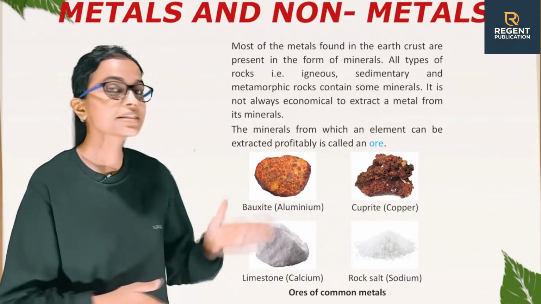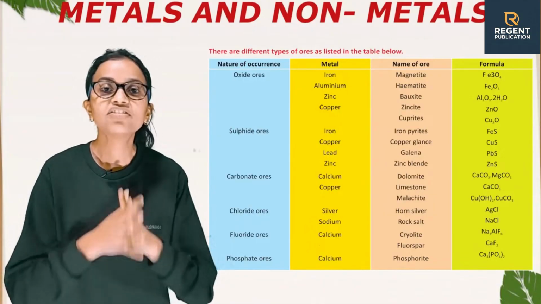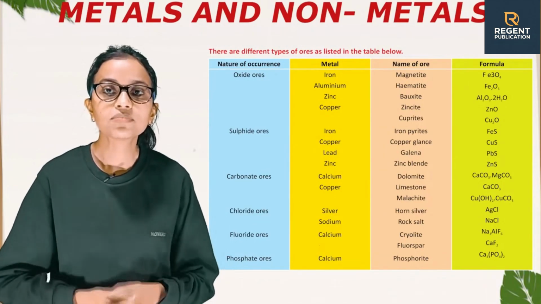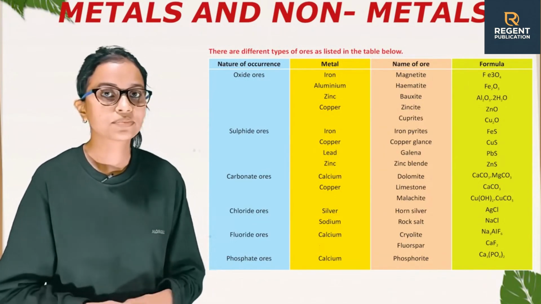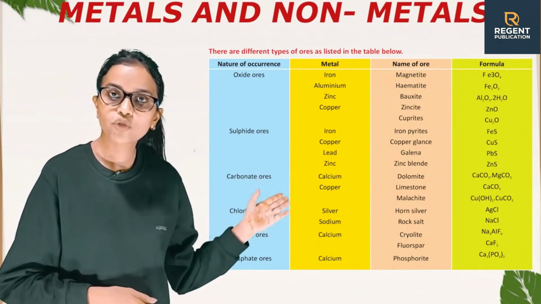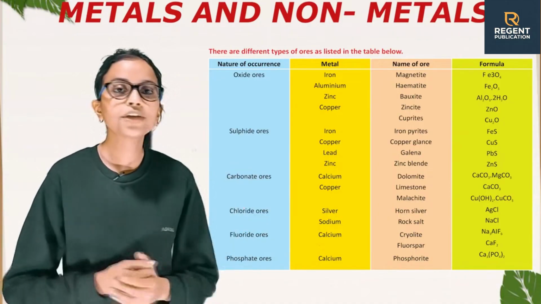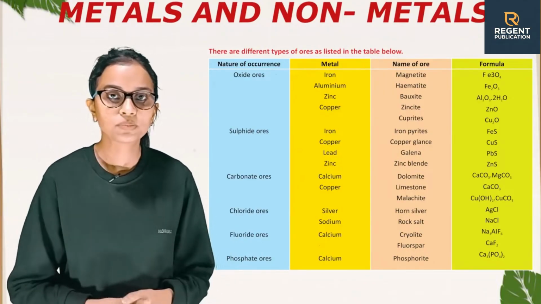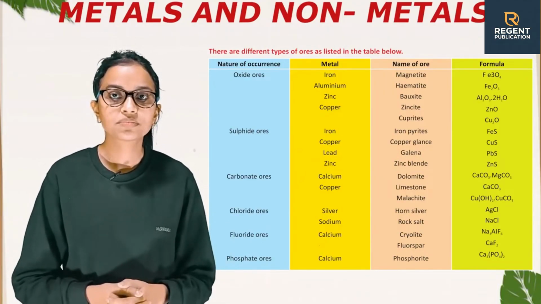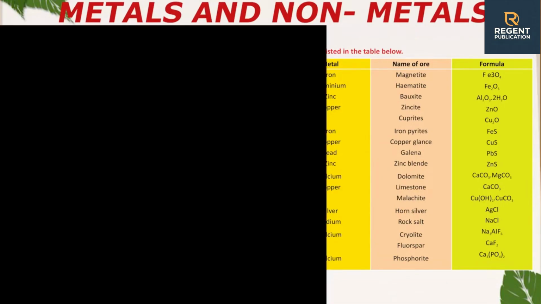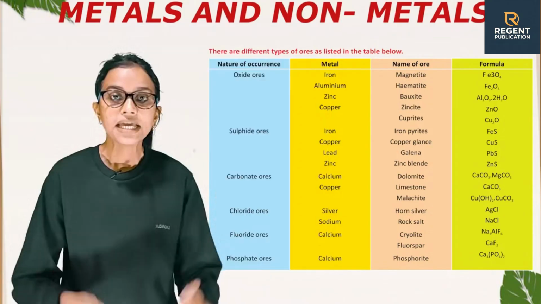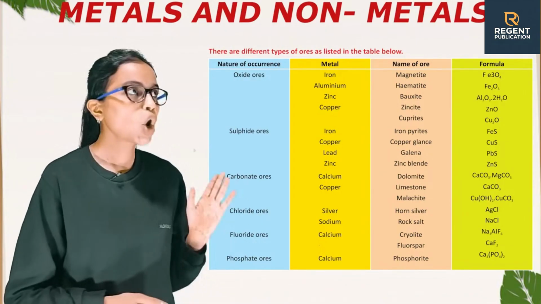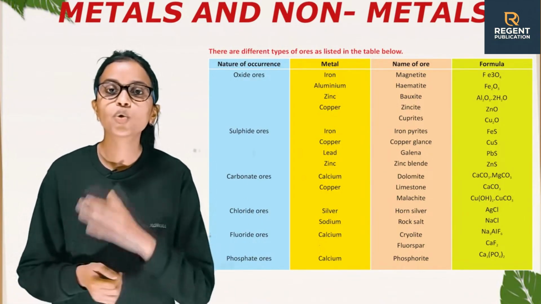So, now students, this is the picture. There are different types of ores as listed in the table below. This table is divided into 4 parts: nature of occurrence, metal, name of ore, and formula. Oxide ores: iron, magnetite, Fe3O4; iron, hematite, Fe2O3; aluminium, bauxite, Al2O3.2H2O; zinc, zincite, ZnO.